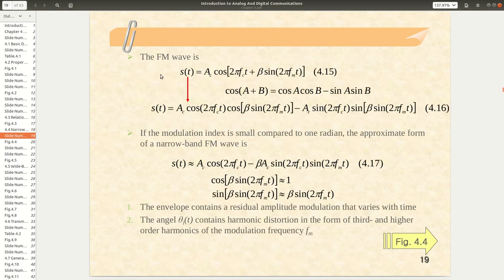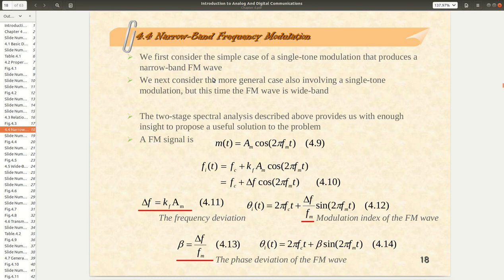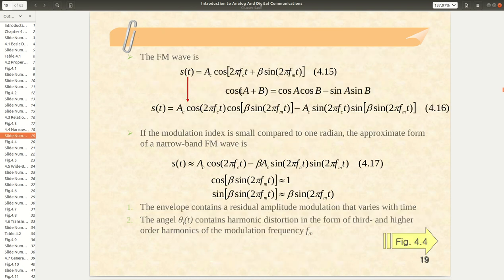Now for the FM wave, after that we take theta i, we put it into the cosine. So A_c cosine of 2π f_c t plus beta sine, this is what we have here, this is the theta i. Then we will use this equation from trigonometry, cosine A plus B, cosine A cosine B minus sine A sine B. So you apply that to this equation: cosine 2π f_c t, cosine of the sine term, minus sine sine. Okay, now this is the full equation for s of t.